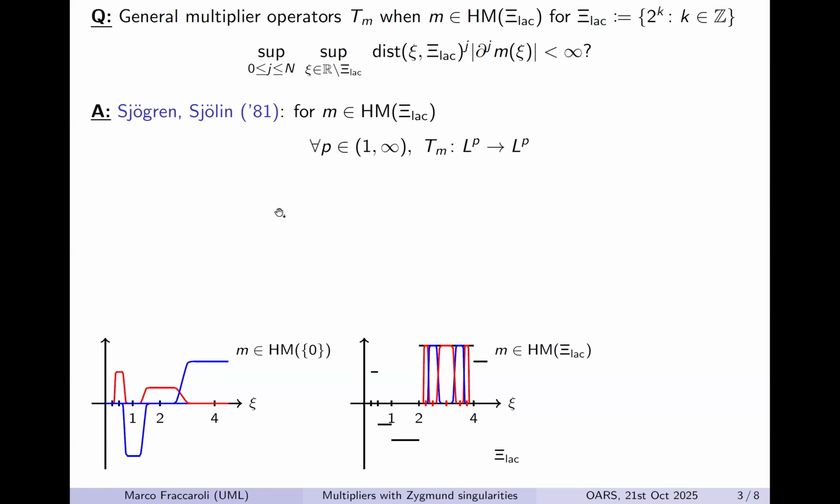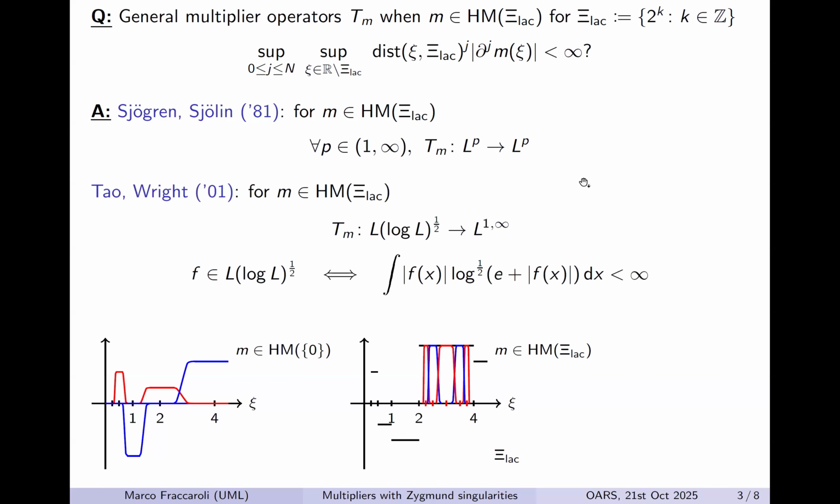So you could ask whether maybe we also managed to get the endpoint estimate, the weak 1-1 endpoint estimate, but this turned out to be wrong, because Tao and Wright in 2001 identified the correct endpoint estimate for such a Hörmander-Mihlin multiplier: it is not L1 to weak L1, but it is L log L square root to weak L1.